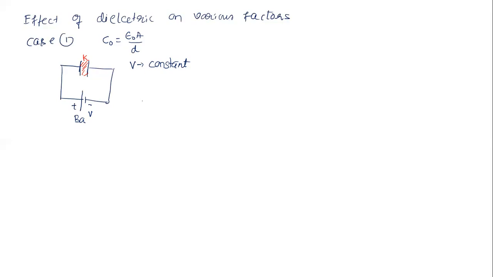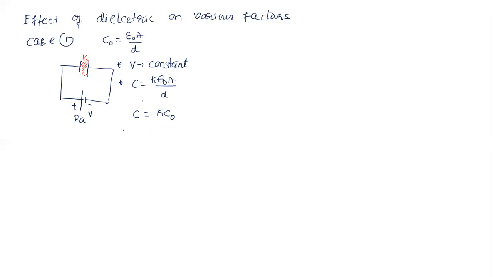As potential remains constant, we need to look at what will happen to capacitance. So capacitance, look at this equation. First thing, potential constant. Capacitance becomes what now? K times epsilon naught A by D, where epsilon naught A by D is taken as C naught. So it will become C equal to K times C naught. So capacitance increases by K times.